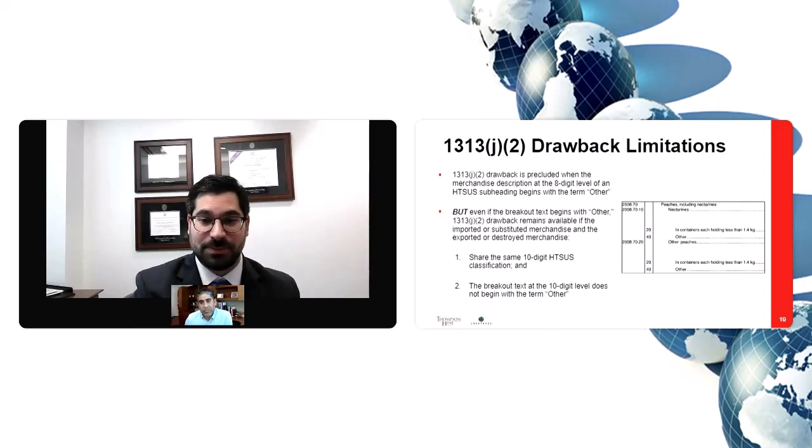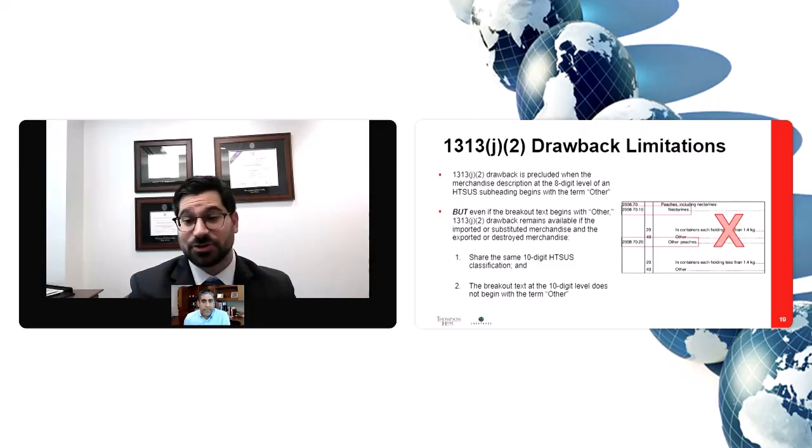Now, you would be precluded from doing so because, as you can see, nectarines and other peaches do not share the same 8-digit level description. So J2 drawback is precluded in that sense, right? And don't forget too that the 8-digit level for other peaches starts with the term other. So J2 drawback is not available here. But this is a good example of how that carve out with the 10-digit level could actually apply.